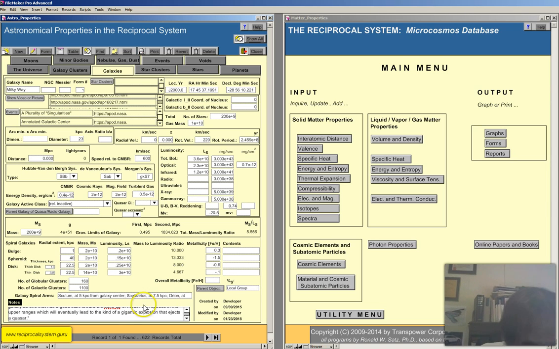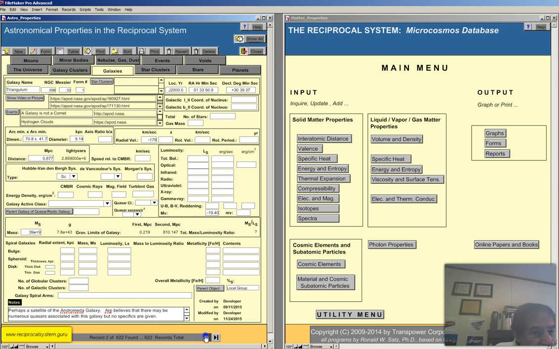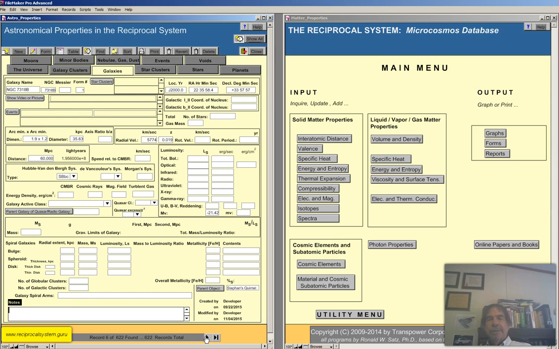Of course, I have here 622 galaxies. Let's just click Show All. And so we can just see, here's Triangulum, here's Andromeda, for example, and so on and so forth. Anyway, that does it for today.